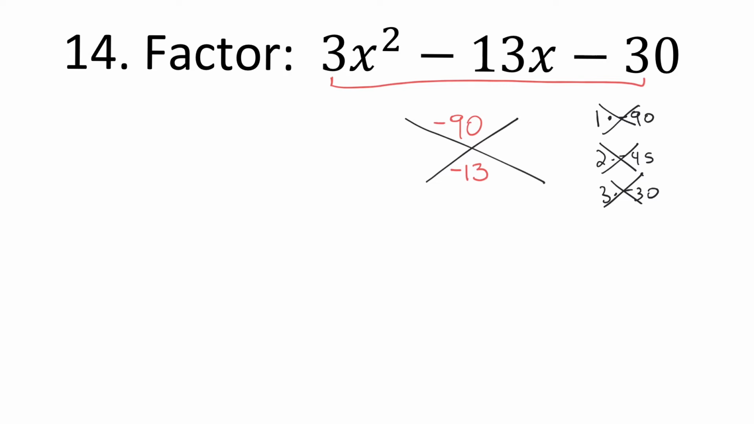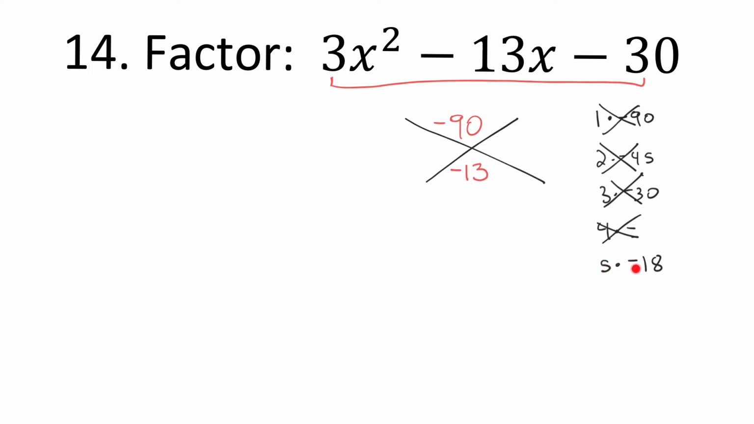4, negative 4. Actually, 4 doesn't go into 90, so I'm not going to try 4. 5 times negative 18. Hold on, wait a minute. So 5 times negative 18 is negative 90.